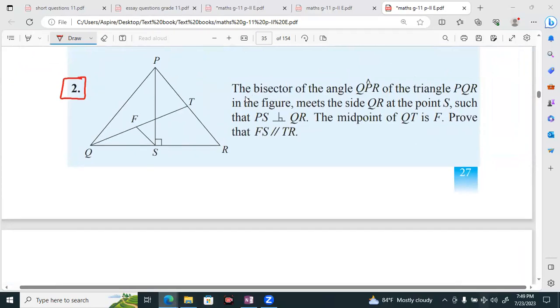Okay. First of all, read the question. The bisector of the angle QPR.